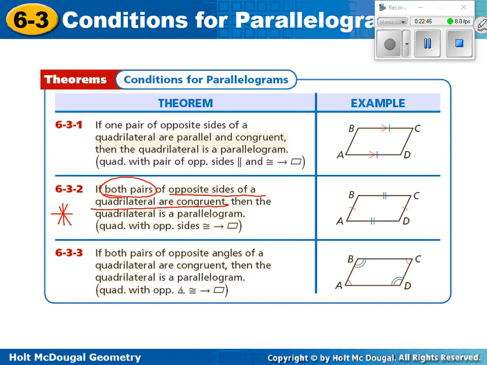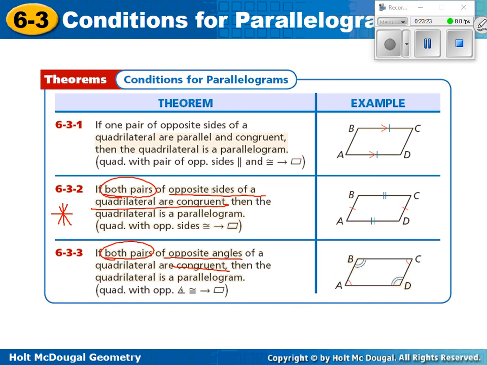Third way you can prove it's a parallelogram is listed here. Again, it's got to be both pairs of opposite angles are congruent. Just like we have over here. Opposite angles are congruent. So if both pairs of opposite angles are congruent. It's not enough to just have one pair congruent. You have to have both pairs congruent. But if you know that, that's enough all by itself to say it's a parallelogram.